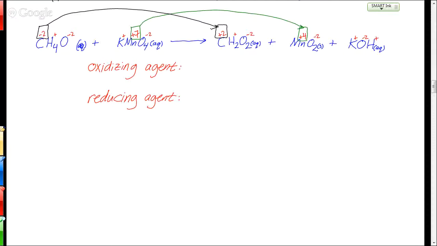So which one is being oxidized? Which of those 2 arrows, the black or the green, represents oxidation? The carbon one.